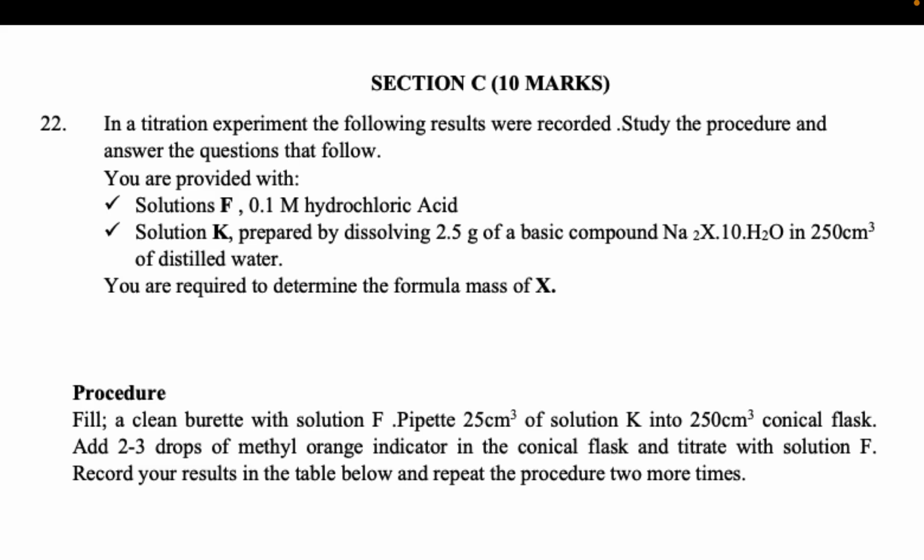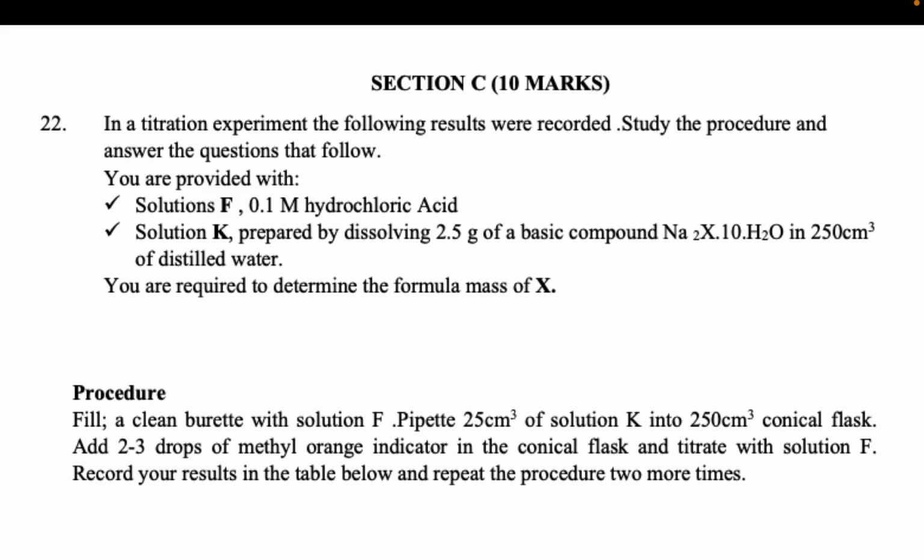Section C, 10 marks. 22. In a titration experiment, the following results were recorded. Study the procedure and answer the questions that follow. You are provided with solution F, 0.1 M hydrochloric acid. Solution K, prepared by dissolving 2.5 grams of a basic compound Na2X.10H2O in 250 cm³ of distilled water. You are required to determine the formula mass of X.